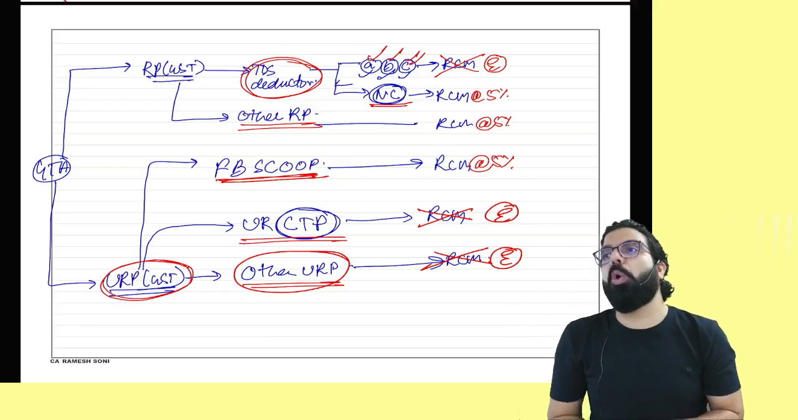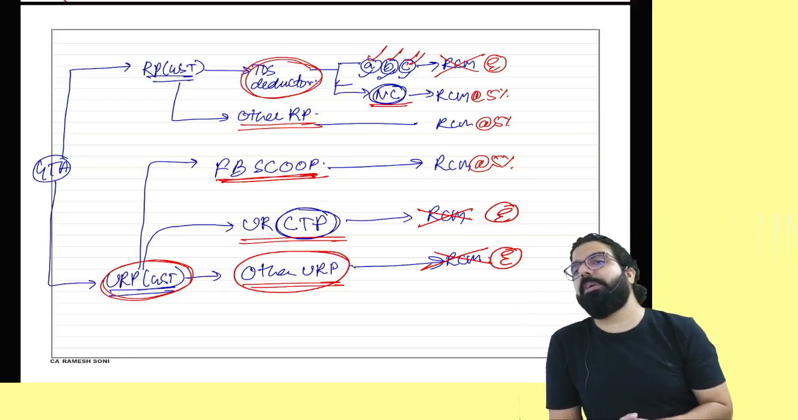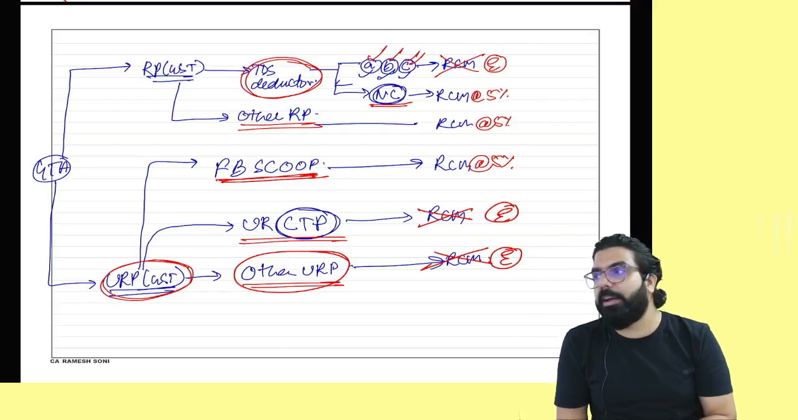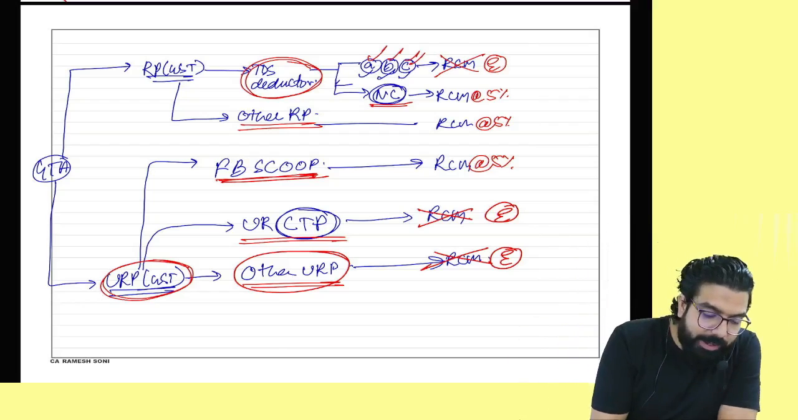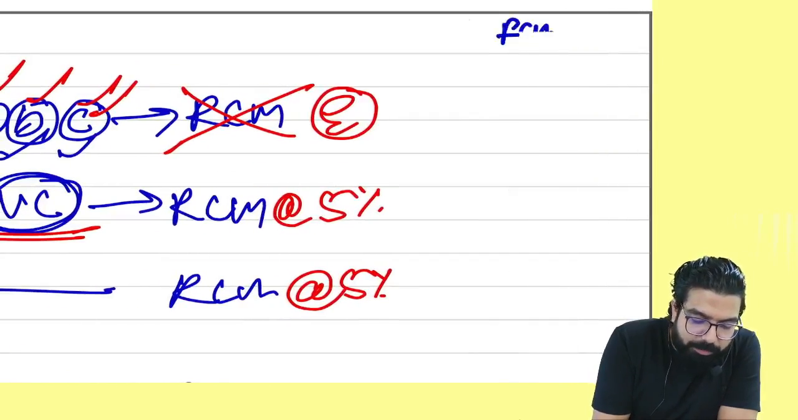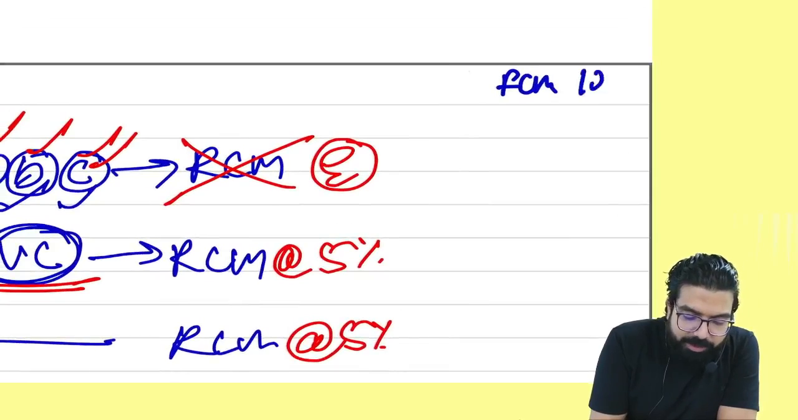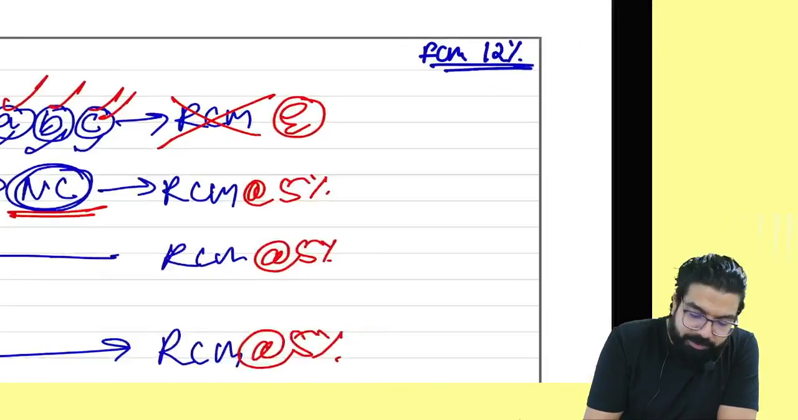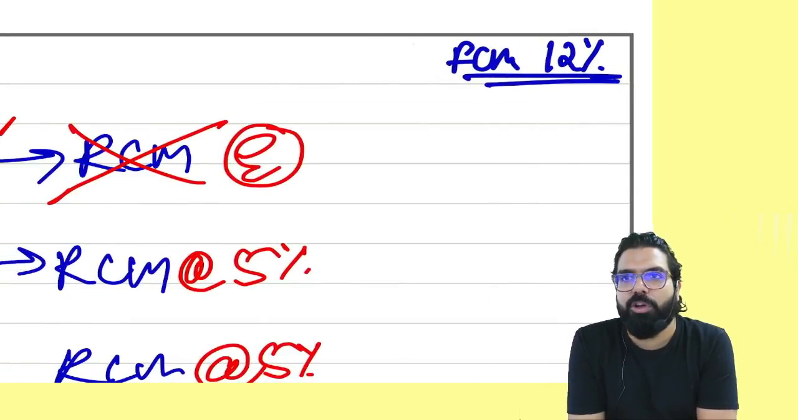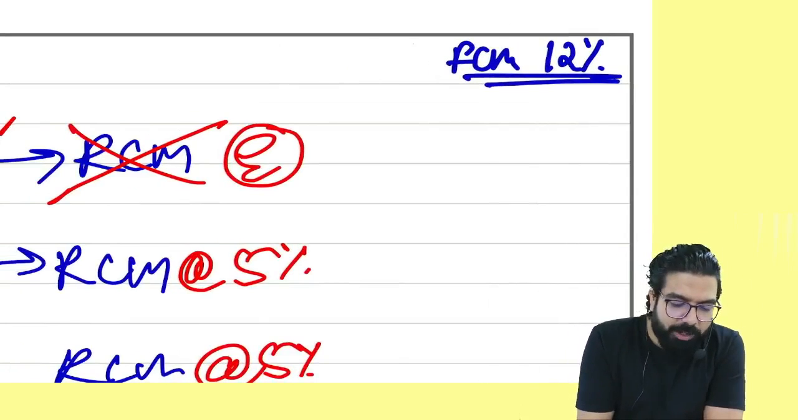So GTA has 2 options. If GTA is going for 5% reverse charge, then what will happen, everyone? No ITC. But recipient will have to pay GST under RCM. Can GTA go for forward charge mechanism? Yes. If GTA opts for forward charge mechanism, GTA can opt for how much, everyone? 12%. Actually, GTA can opt for 2 options under forward charge also, either 12% or 5%.